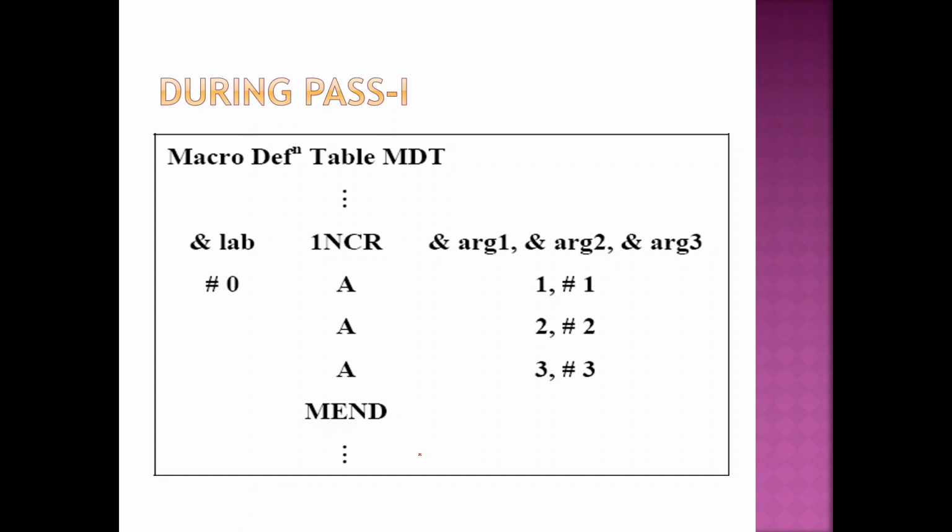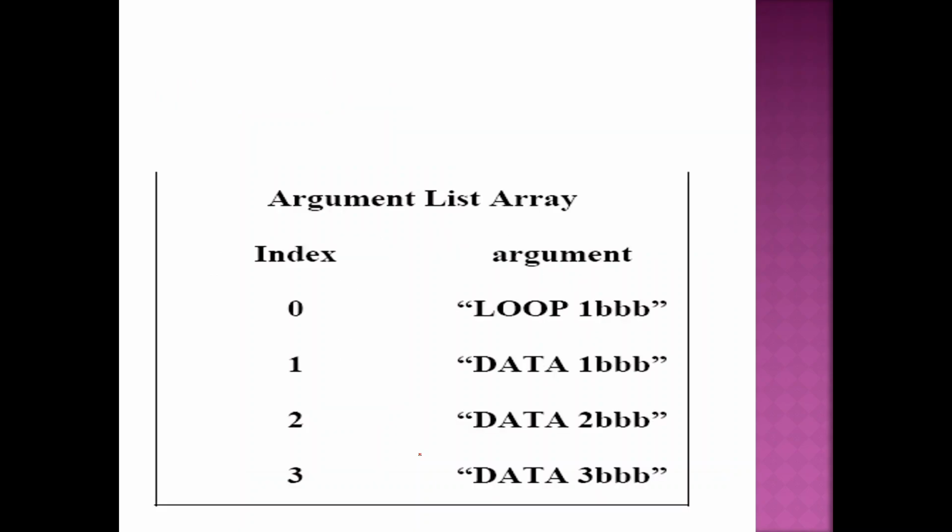Why is it called positional? Because here hash 1 is the first positional parameter, the first argument, hash 2 is the second argument, and hash 3 means the third argument. Corresponding to the position in the macro call, this ALA will be maintaining a table. What table it is maintaining, we will see. This is not the ALA, this is just a macro definition table wherein we have changed the arguments. Let us go see how the ALA looks. This is how the argument list array looks. Let us assume that this is the first macro which has these arguments.